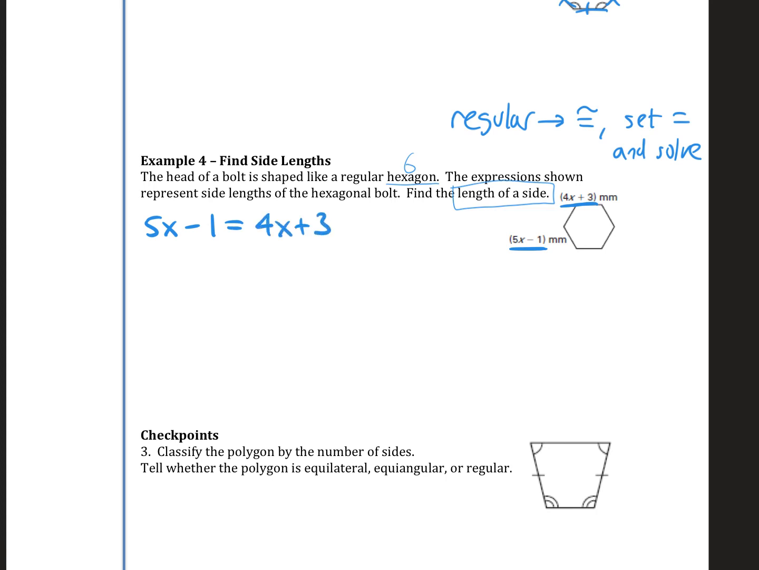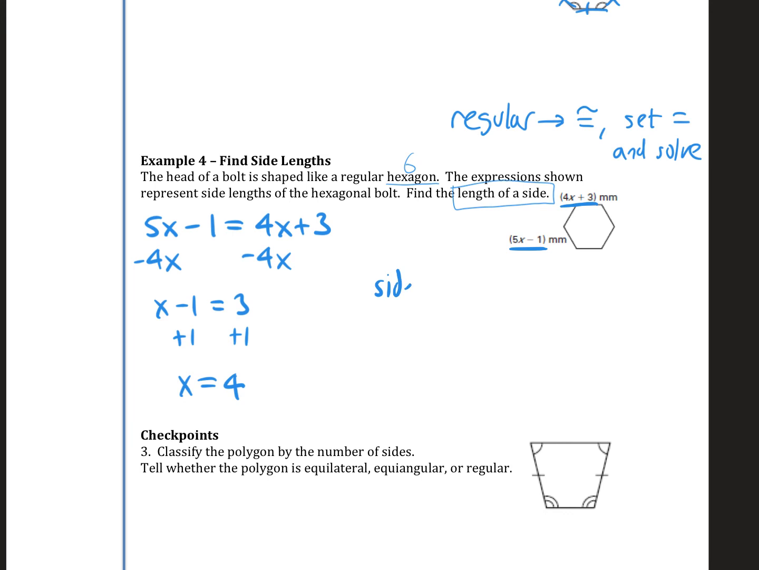Okay, if you want to pause the video and try to solve it from here, go ahead and do that. All right, next thing you're going to do is subtract 4x from both sides. We're doing some solving here. We get x minus 1 equals 3. Add 1 to both sides. X equals 4. Are we done?